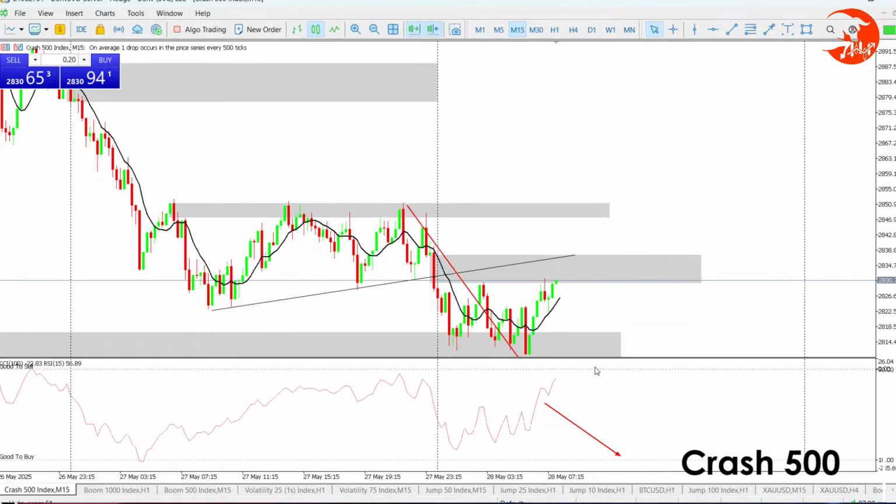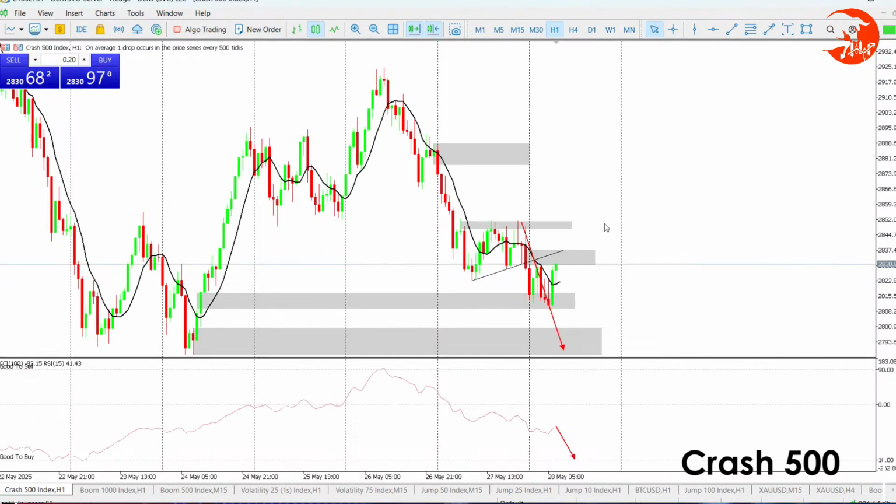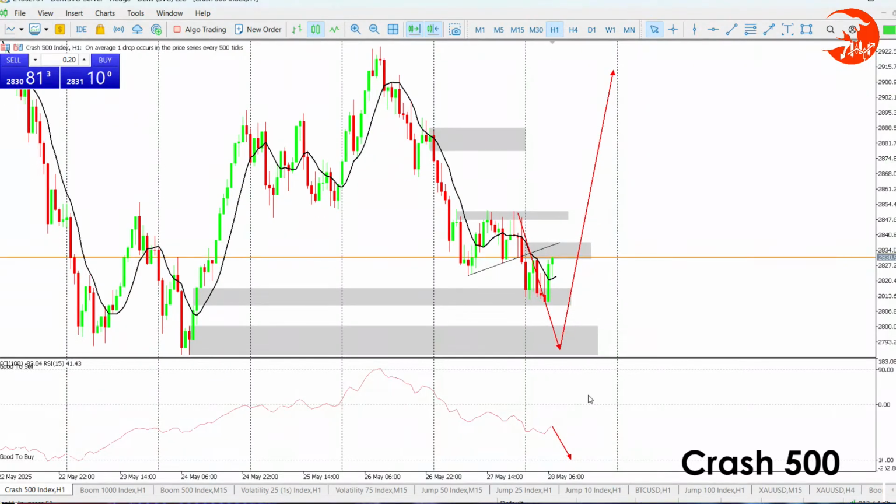for this to be broken, or to give me an entry for sales to push all the way down to this order block. Then we can look into buys from that order block to take us all the way up, just like we want already, according to the trend on higher time frame. I think that's enough for Crash 500. Let's wait for those points to come out.